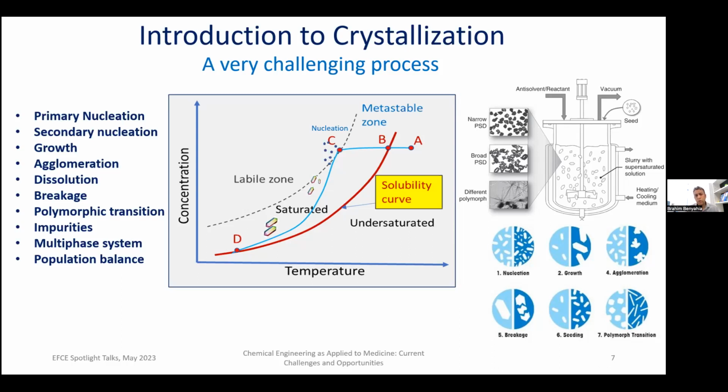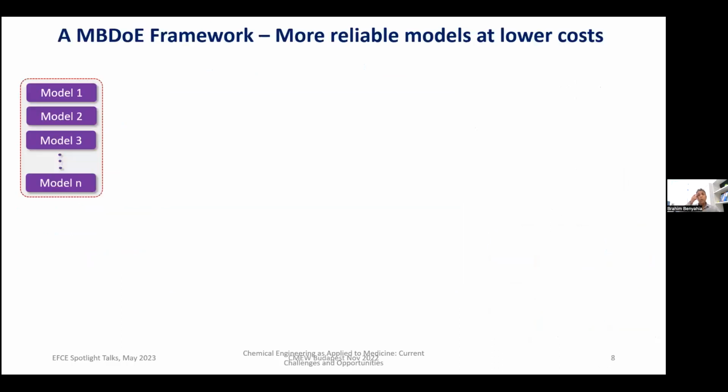So in an ideal world, we need to have perfect control over all of these, but at least we need to have predictable models that capture the knowledge or capture the underlying phenomena, which will help us design more effective processes. And that's the main purpose of one of the slides I'm going to present today. So one of the things we have developed in our group is a model-based design of experiments.